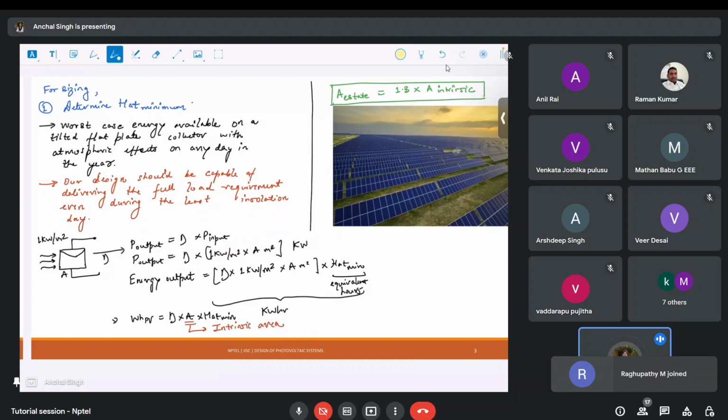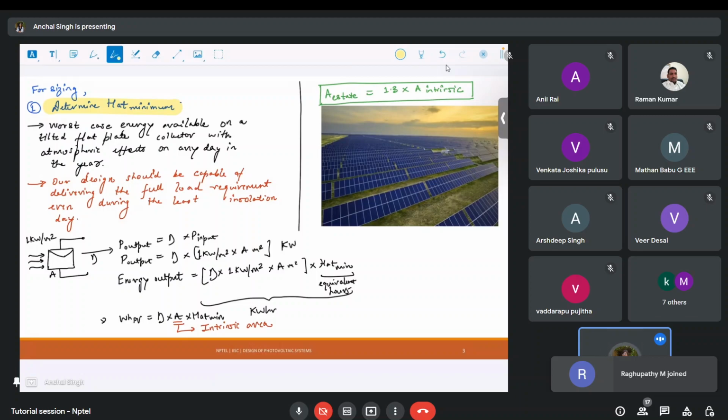Now, for sizing, what we start with is we first of all determine the HAT minimum. Remember, in previous classes, while we obtained the curve for HAT, from the curve we obtained the minimum HAT. If this was our curve, something like this we got, right? And then this minimum level of energy in watt hours we have calculated and we have called it HAT minimum.